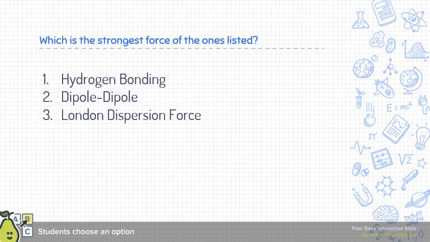All right, so then I asked which of these forces is the strongest one listed? And that answer is going to be hydrogen bonds. So hydrogen bonds are stronger than dipole-dipole. Dipole-dipole is stronger than London dispersion. I didn't list ion dipole on here, but that would actually be even stronger than a hydrogen bond.